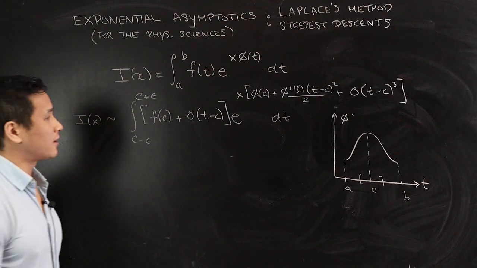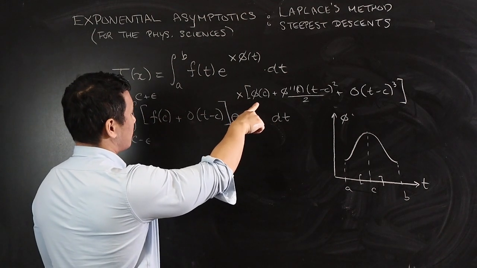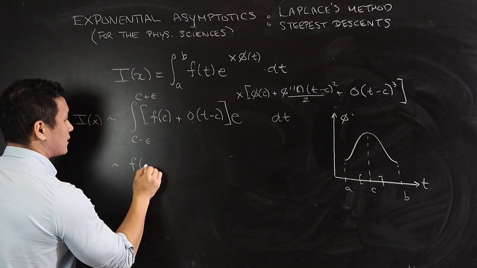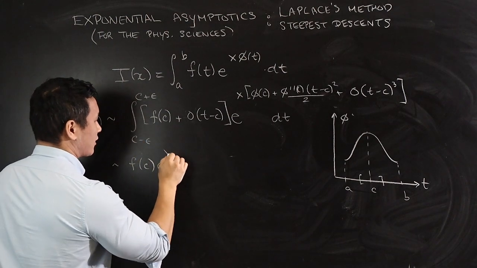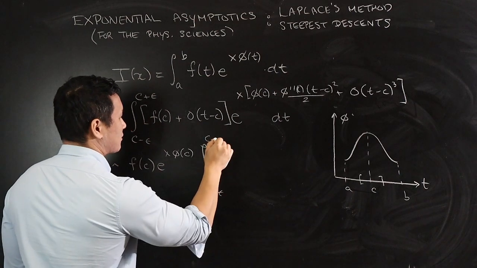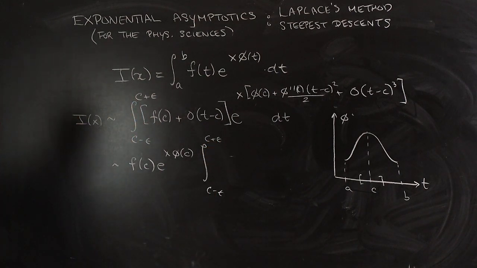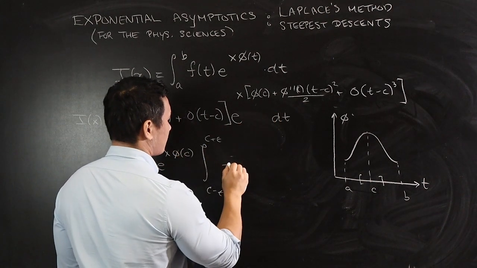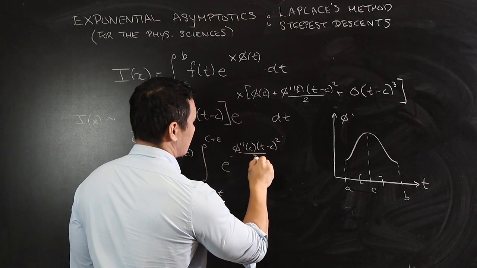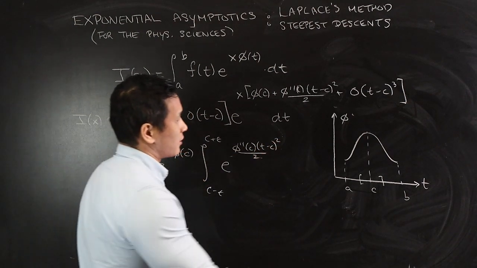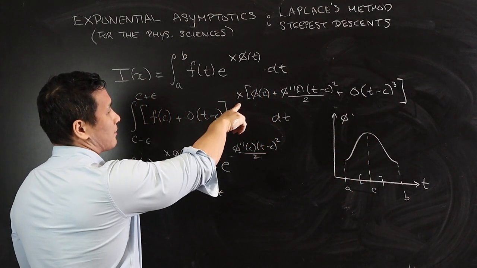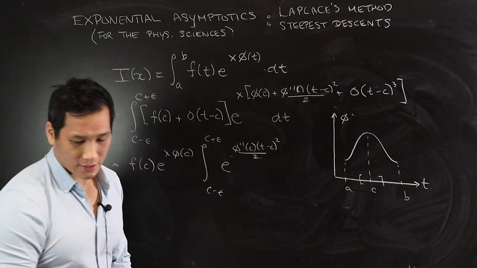Okay, and basically the idea is that this one factors out. In fact, let's just do that here. This is going to be f of c factoring out here, and then I have an exponent x times phi of c, and then the integral from c minus epsilon to c plus epsilon. And then it is 1 times e to the phi double prime of c, and then this is t minus c squared over 2. This leaves you with a t minus c cubed over 3 factorial times x, which you can then Taylor expand about 0.